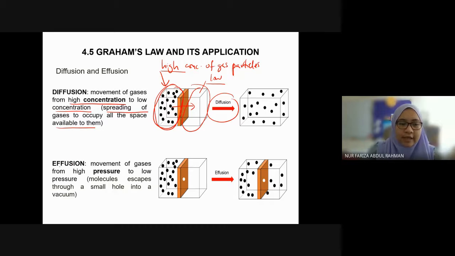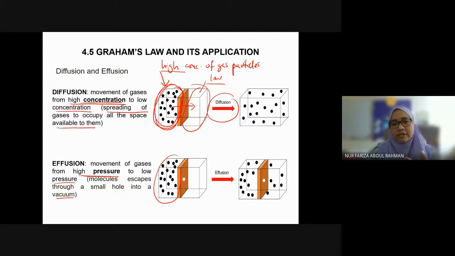On the other hand, effusion is a movement of gases from high pressure to low pressure. So the molecules escape through a small hole into a vacuum. It's actually the same sebenarnya. On this side, nampak tak dia mention in terms of high pressure, but in diffusion dia mention in terms of concentration. Tapi the understanding is still the same. You imagine, what do you mean by concentration?